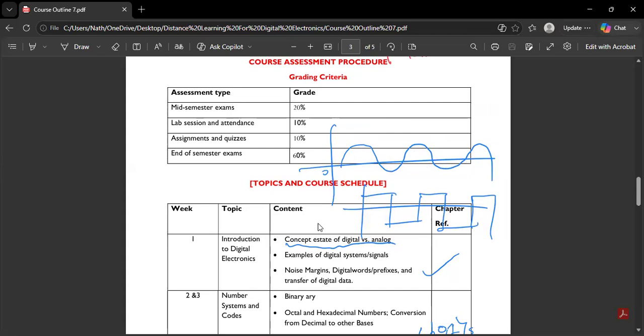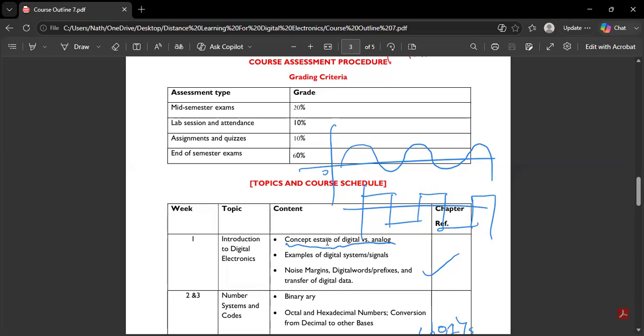Then we look at digital systems. You can see this is a 1 and this is a 0. This is a -1 and this is a 0. So it represents just a high and a low. These are what we call a digital system.